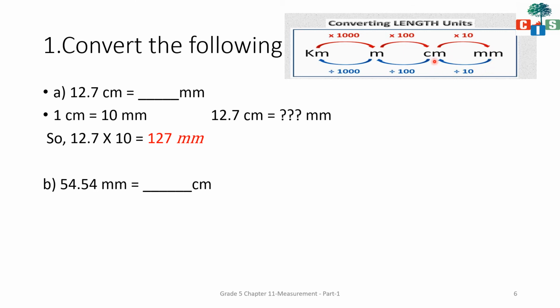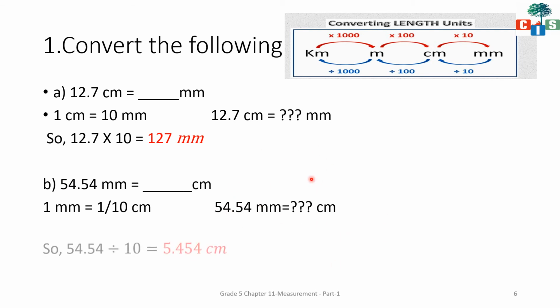So what we have to do, we have to do division. Yes, okay, so we know that 1 mm equal to 1 by 10 centimeter. So for that, we have to divide by 10. Okay, so 54.54 mm equal to how much centimeter? So we will divide by 10.